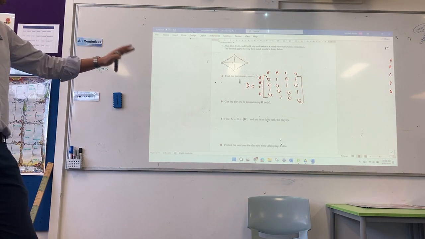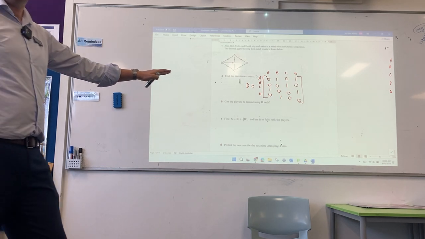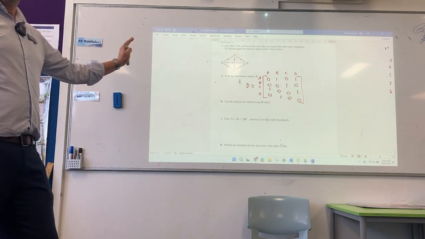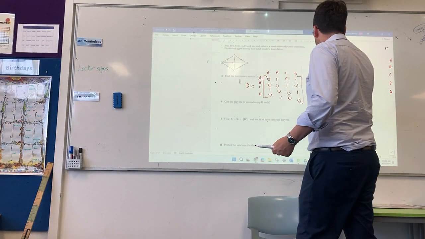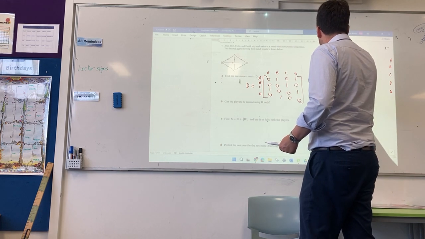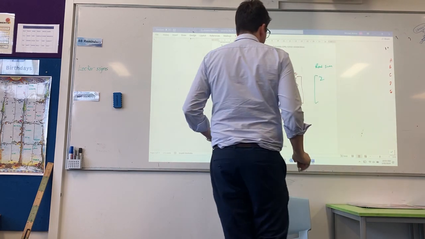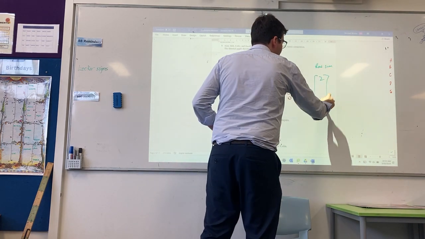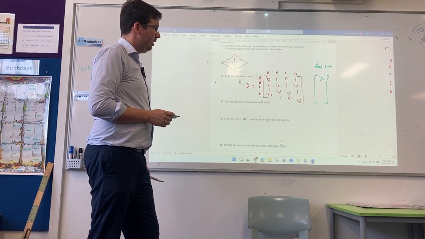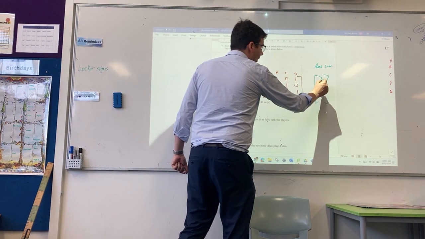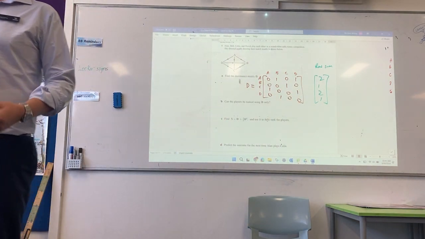Question B: can the players be ranked using D only? How do we rank them? We need to add up the rows, don't we? So let's add up the rows. The row sum is 2. What are the other numbers of this column matrix going to be? 1, 2, and 1, because we just add up each row. Good.